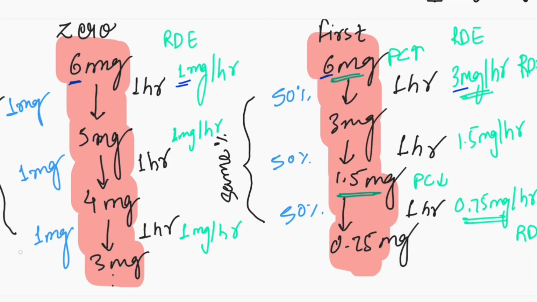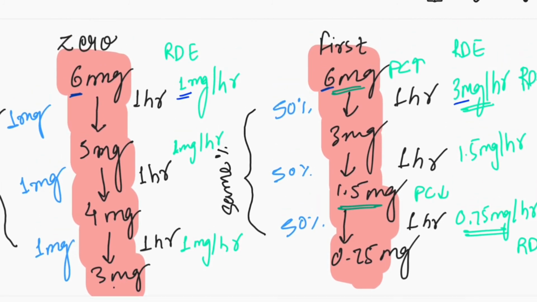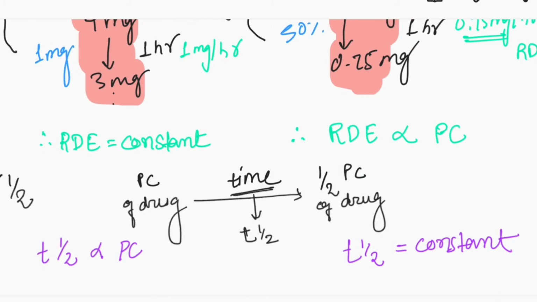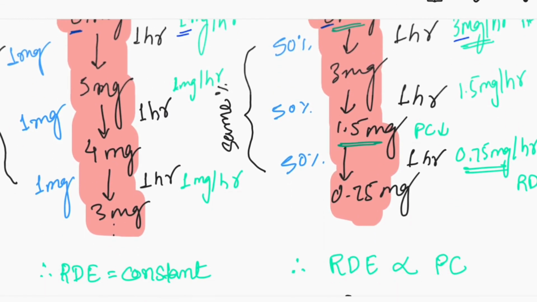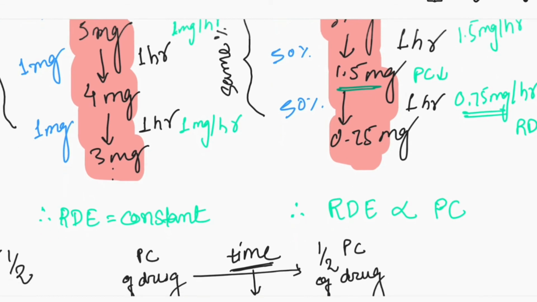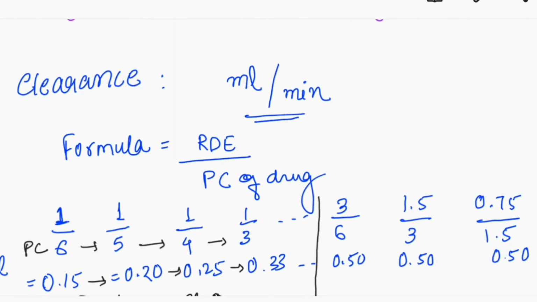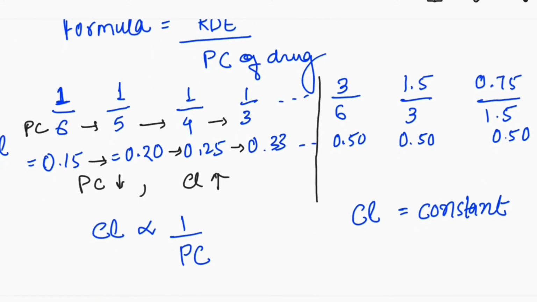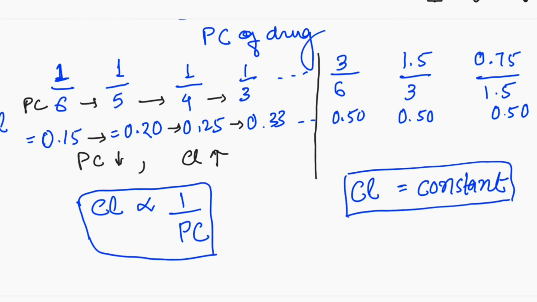Then we talked about how rate of drug elimination in either order is affected by plasma concentration of the drug. In case of zero-order kinetics, it was constant, and in case of first-order kinetics, it was directly proportional to the plasma concentration. However, half-life of a drug showed the opposite trend. The volume of the plasma cleared per minute of the drug remained constant in case of first-order kinetics, while it was inversely proportional in case of zero-order kinetics.